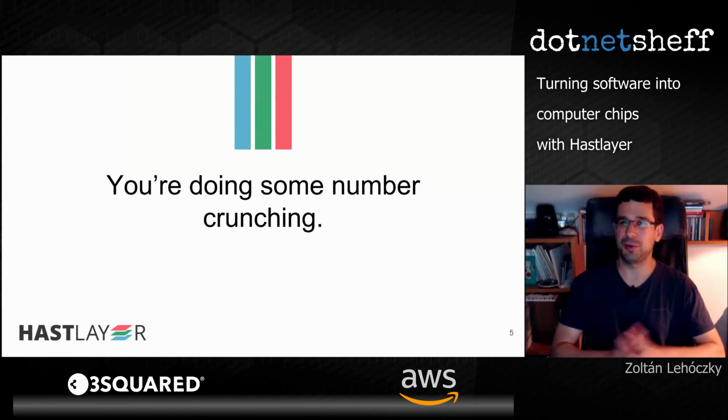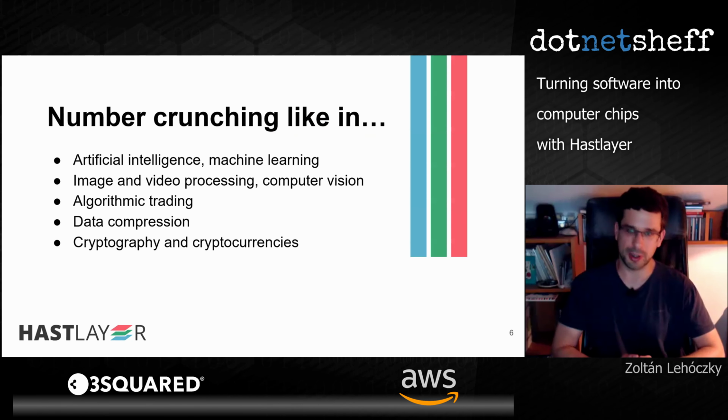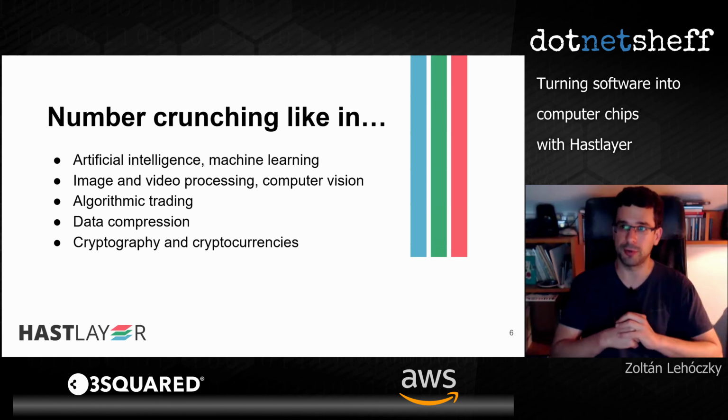So let's suppose that you are doing some number crunching in your application. And by number crunching, I mean some computationally heavy algorithms, like in the area of artificial intelligence, large language models like what we have seen with GPT-3, 3.5, 4, or other non-OpenAI algorithms included. Or you are doing something with images, so image or video processing, or downright computer vision. Or you do algorithmic trading on the stock market.